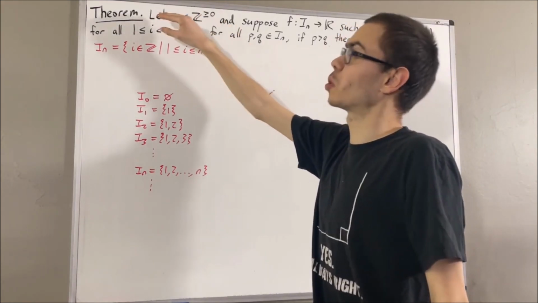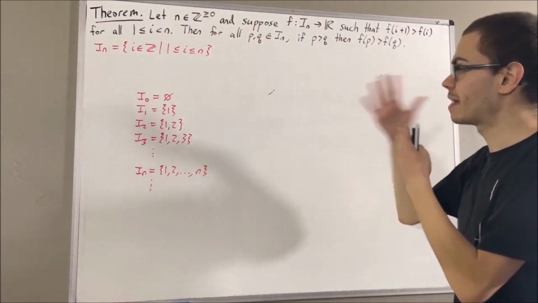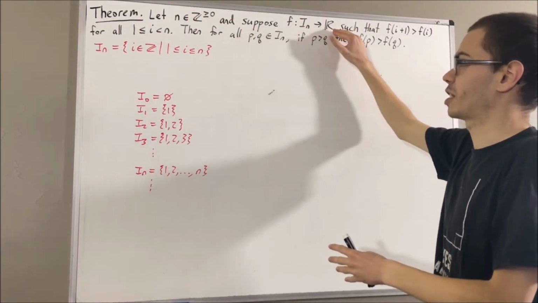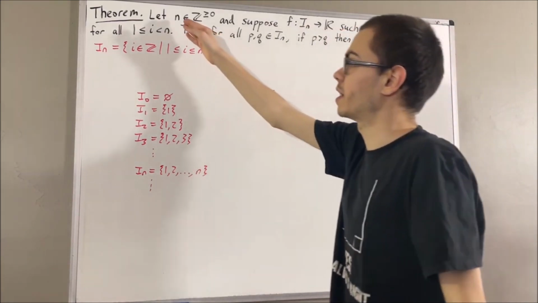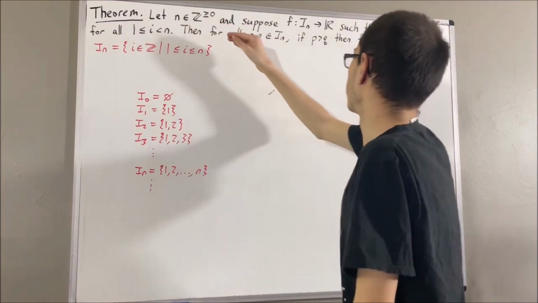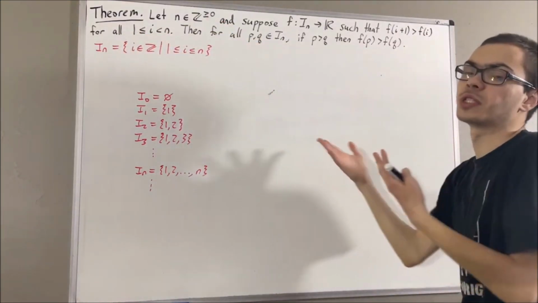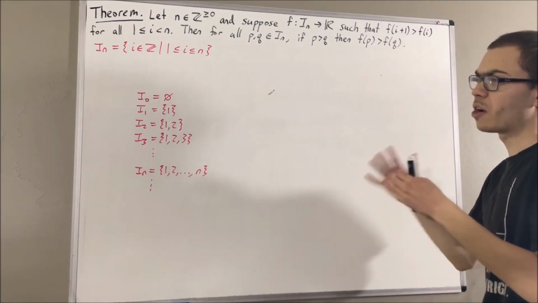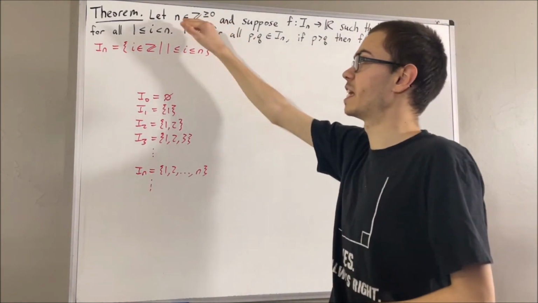Also notice, we're saying n is an integer greater than or equal to 0. But this theorem is only interesting in the case where n is greater than or equal to 2, because in that case, this function will actually have an increasing nature associated with it. In the case where n is equal to 0 or 1, it turns out these two statements are vacuously true. Now, to prove this theorem, we're going to use induction on n.